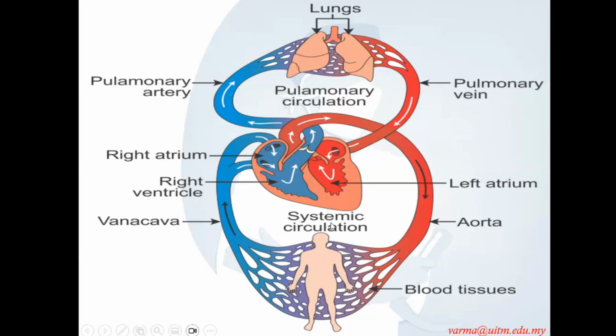Divided into systemic and pulmonary circulation. What I wanted to highlight here is regarding the arterial system and venous system. Bear in mind, arterial system means blood is flowing from the heart to an organ. So it is aorta. The blood from the left side of the heart is pumped from the left ventricle to the aorta and going to all the organs.